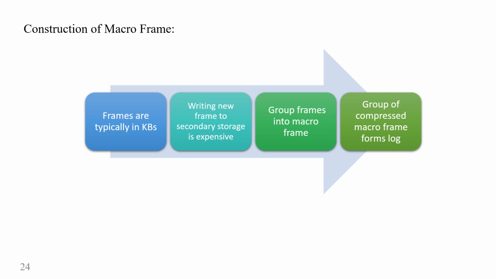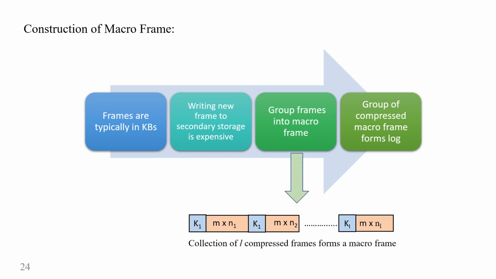Frames are typically in KBs and they saturate storage in no time due to the massive amount of data being generated by numerous ECUs. Writing each new frame to secondary storage is expensive, so what we do is group frames into a macro frame, and a group of compressed macro frames forms a log, which is logged to secondary storage. So this is how a macro frame looks like. As you can see, K1, K2, KL are the bitmaps for every frame, and this orange part is the frame, and this collection is grouped together to form a macro frame.